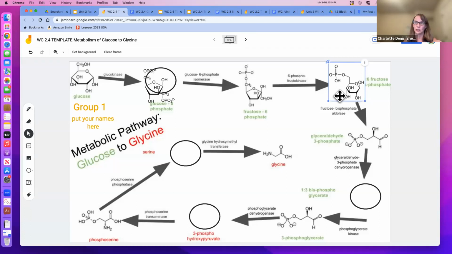So I let them struggle. I tell them you're going to cut out the molecules on panel 2 and place them on panel 1. And then I say, you guys got to figure it out.